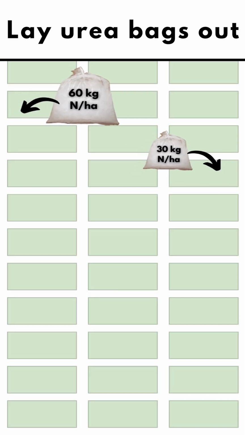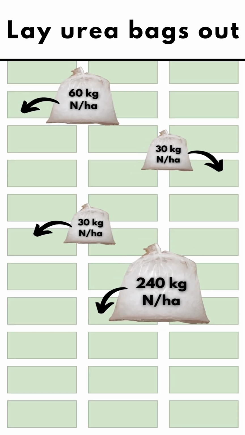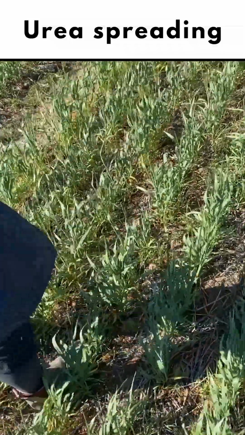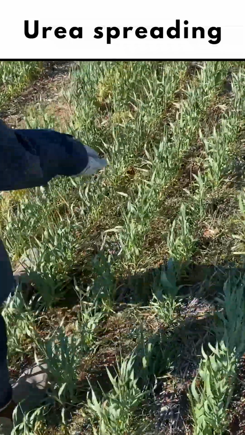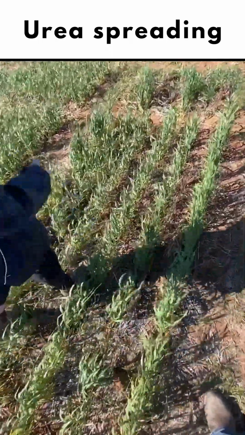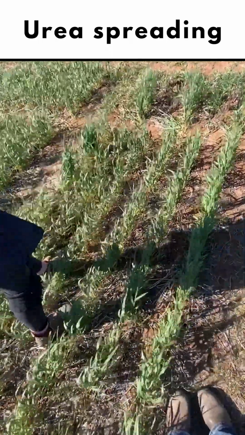Here's a diagram of what that looks like. The nitrogen rates are randomized through the trial. Once all the bags are in the correct plot, it's time to start spreading the nitrogen. We grab a handful of nitrogen from the bag and spread it in a uniform way, like spreading chicken feed.